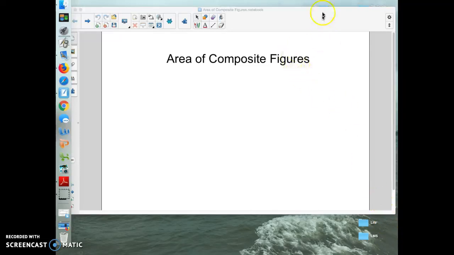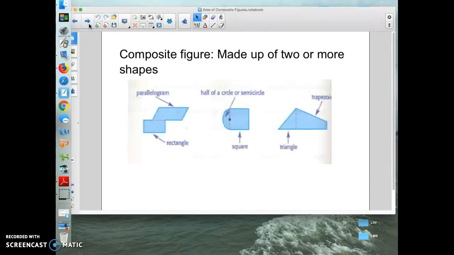Hey guys, so today we're going to learn about the area of composite figures. Composite means multiple shapes. So the first thing we're going to do is talk about what makes up a composite figure. A composite figure is made up of two or more shapes. If you look at this shape right here, it's kind of an odd shape, but you can split it into a rectangle and a parallelogram.